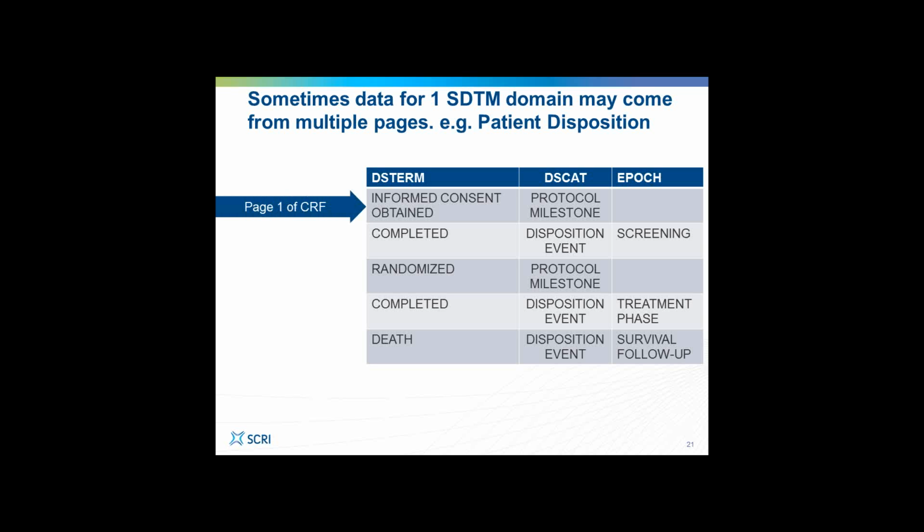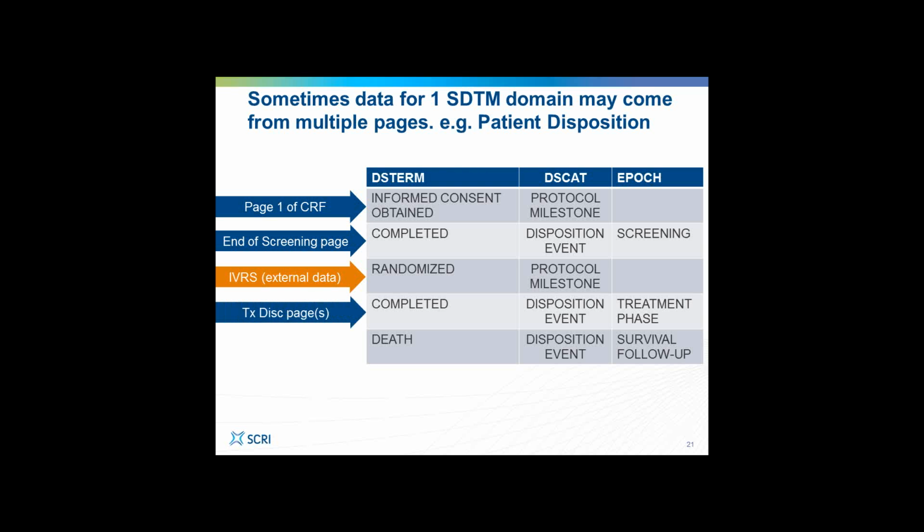The end of screening, whether the patient has completed screening and moved on to the next phase or whether it's a screen failure, usually comes from an end of screening page. The randomization information, the date of randomization, may not even come from the CRF itself. You may actually have that information from your IVR system or whatever randomization system they're using, and that could be external data that is not even available in the EDC system.